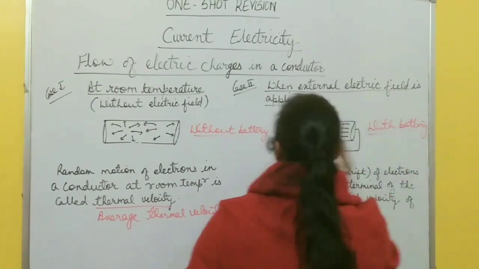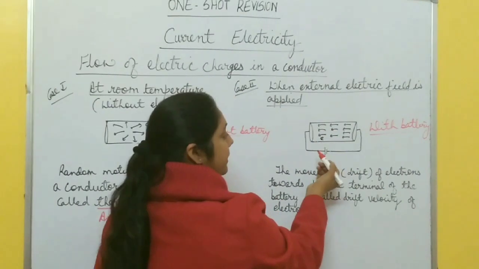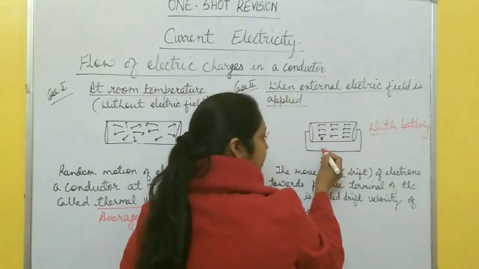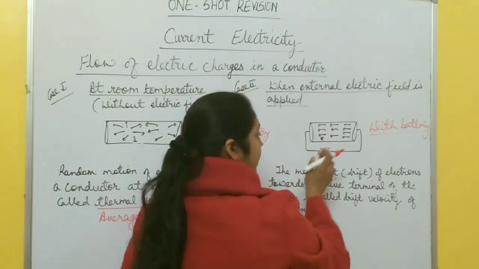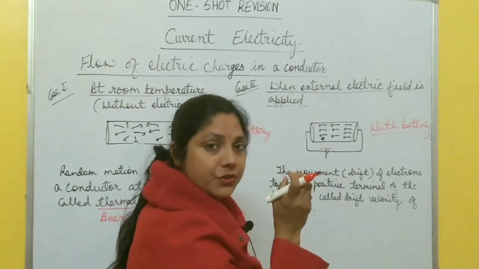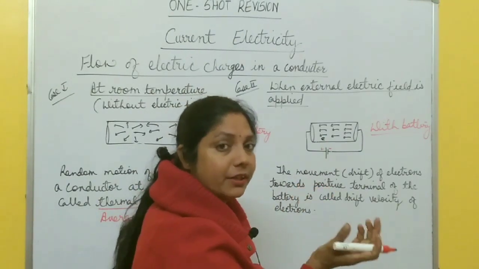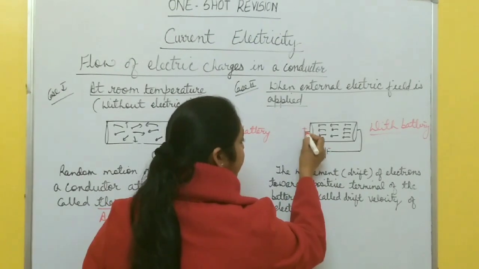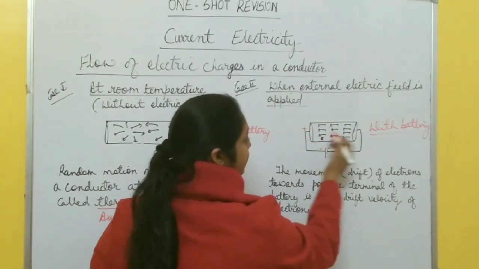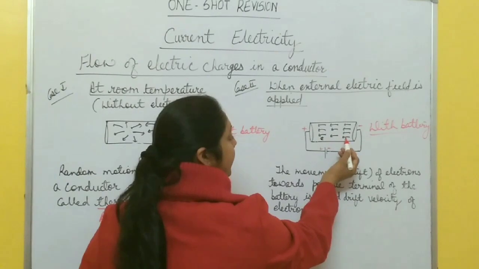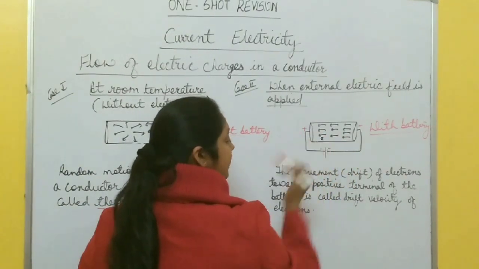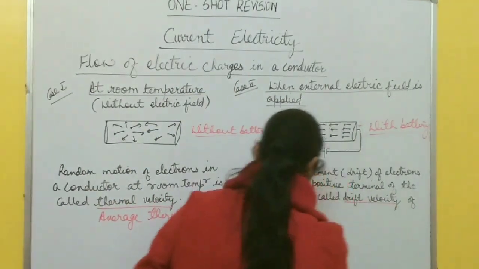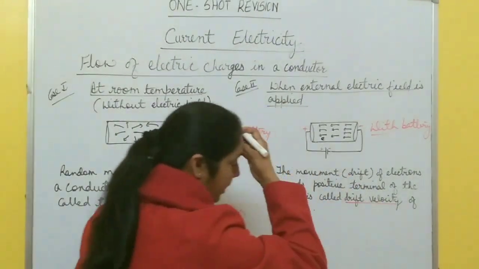Now what happens when a battery is connected to this conductor? All electrons start moving due to this battery. This one is the positive terminal, this one is the negative terminal. Electrons experience some force and start accelerating. They start moving in a particular direction towards the positive terminal of this conductor. All electrons start moving towards the positive end of this battery and this forms the drift velocity of electrons. This velocity is called drift velocity, right?